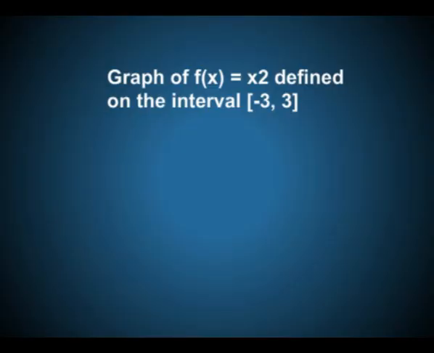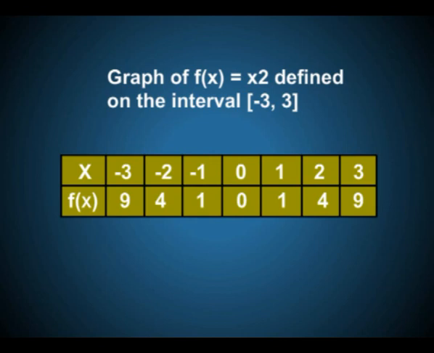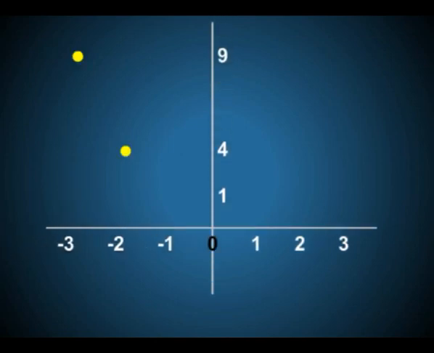We cannot consider all the values. So, for convenience, prepare the table of pairs (x, f(x)) taking integer values for x, say x = -3, -2, -1, 0, 1, 2 and 3. The corresponding values of f(x) are 9, 4, 1, 0, 1, 4 and 9. Plot the points (x, f(x)) in the Cartesian plane by choosing a proper scale. Join these points by a smooth curve as in the figure.